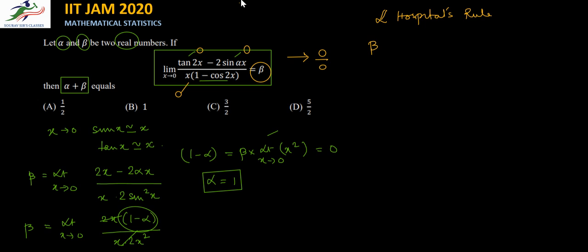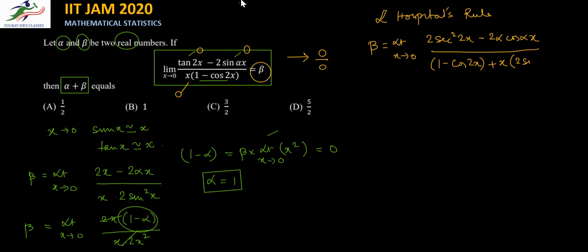So then we can write beta is equal to limit x tending to 0. Differentiating the numerator will give us differential of tan 2x, which is 2 sec square 2x, minus differential of 2 sin alpha x, which is 2 alpha cos alpha x, and we differentiate the denominator, so differential of x is 1, so 1 into 1 minus cos 2x, plus x into differential of 1 minus cos 2x, which is 2 sin 2x. So we got the differential, but even after getting the differential we are still stuck with the problem of having a 0 in the denominator. Now how do we proceed from here?